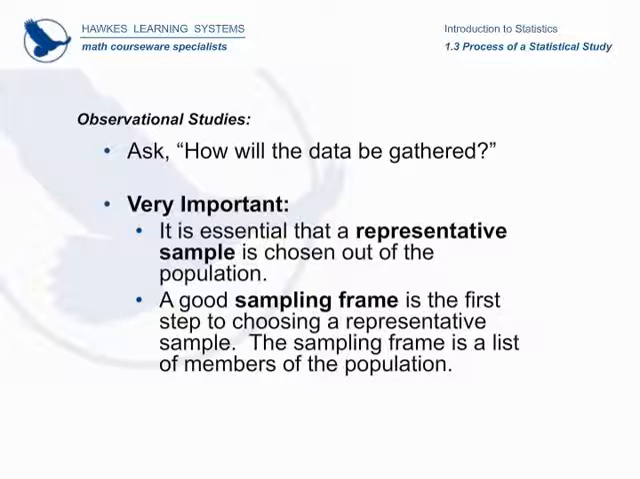A good sampling frame is the first step to choosing a representative sample. The sampling frame is a list of members of the population, and it is from that list that you choose a sample.